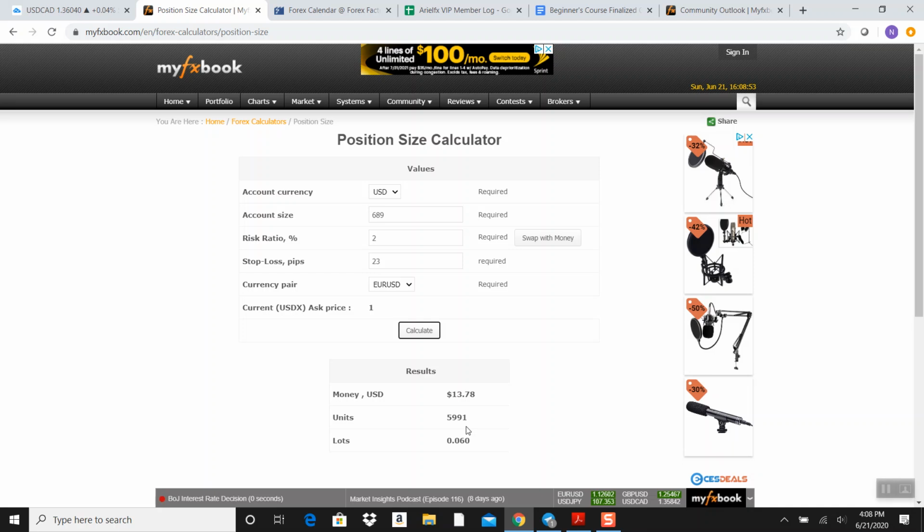Okay, so it calculates the lot size that you need to use per your risk and per your account size, with the stop loss that you are using and the pair you are trading. It's a very helpful tool to calculate risk and your lot size needed so that you can maintain consistency in your risk.